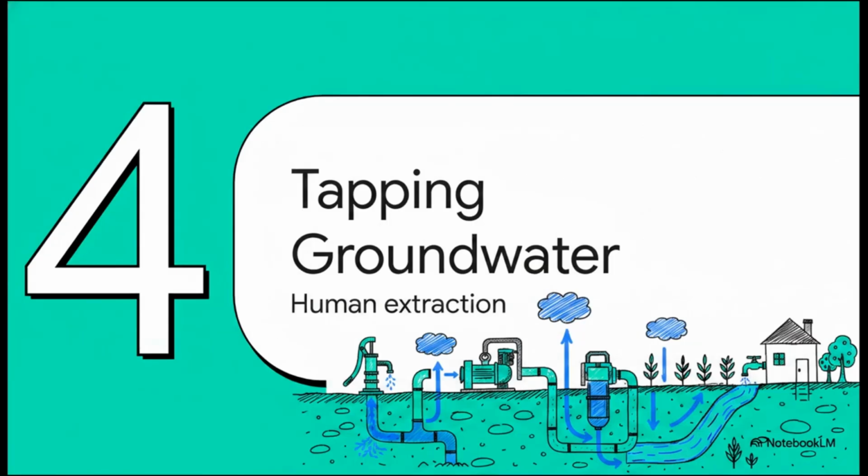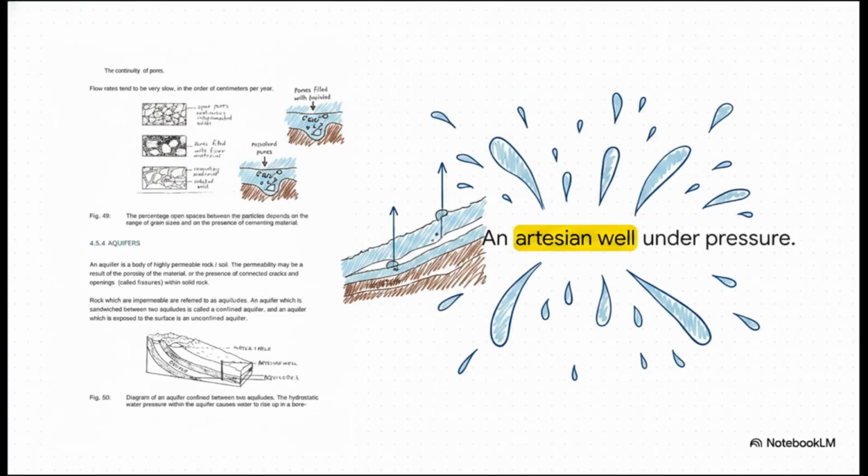Section 4. Tapping into groundwater. Let's explore how we actually extract this stuff. So sometimes an aquifer gets sandwiched between two of those impermeable aquiclude layers we just talked about. When this happens on a slope, the trapped water becomes highly pressurized. We call this hydrostatic pressure.